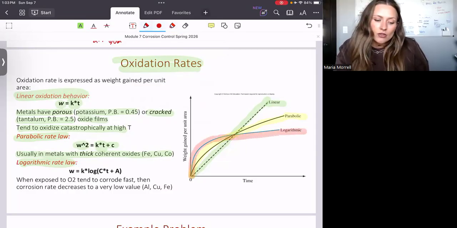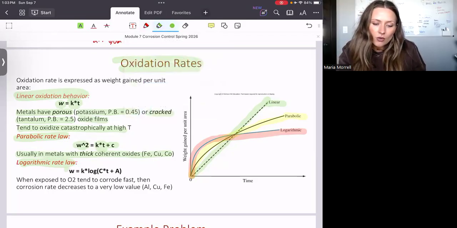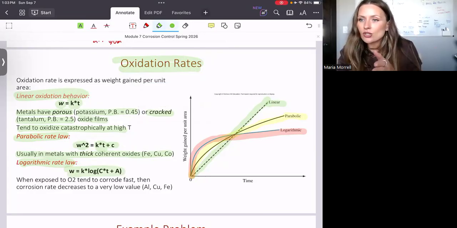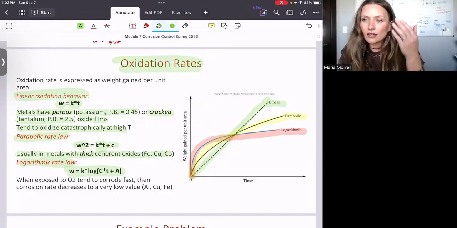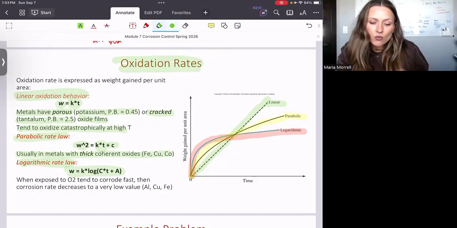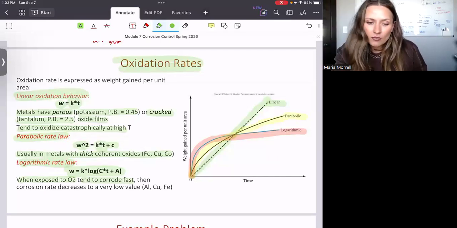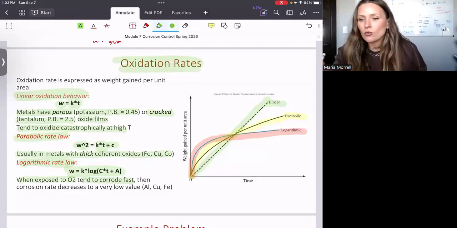Okay, so with the logarithmic, the equation is going to look like this, right? And again, everything else is a constant except the t, which is going to be the time. And w again stands for the weight gain. And then what happens with these materials is that when exposed to oxygen, they tend to corrode fast, right? And that's why you see this at the beginning, we have this upward, very, very sharp moment. And well, hopefully it makes sense.